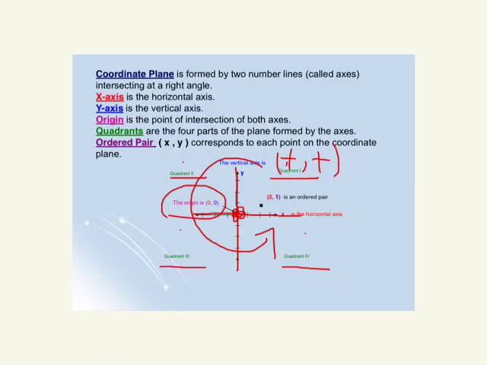An ordered pair corresponds to every point on this coordinate plane. There's one ordered pair plotted here called (2, 1). The first coordinate of an ordered pair is always the x-coordinate, which means I move along the x-axis left or right first. The second coordinate is the y-coordinate. They're called an ordered pair because they're always in this order, x followed by y, meaning the horizontal movement followed by the vertical movement. So for the ordered pair (2, 1), we go 2 to the right and 1 up.